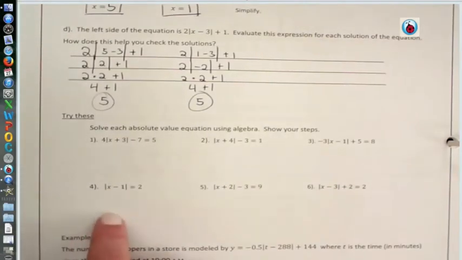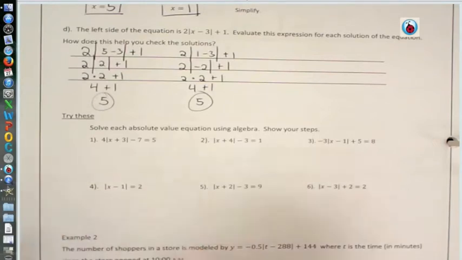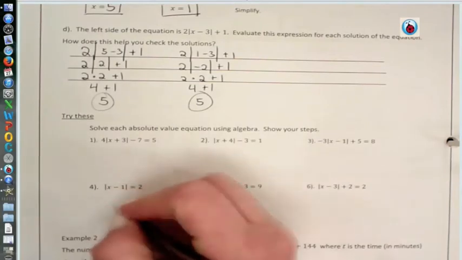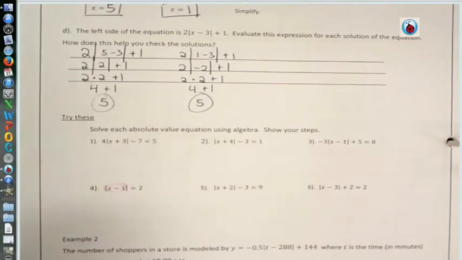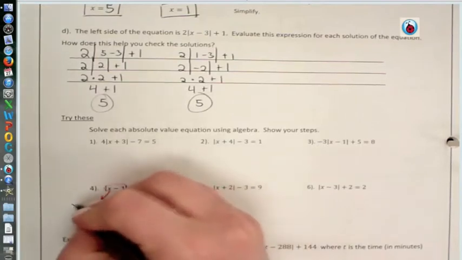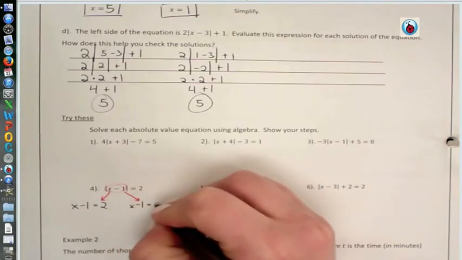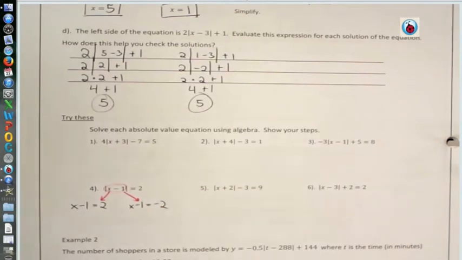Number 4 is the easiest one because it already has the absolute value by itself. I don't have to isolate that. I only have to split this into 2 different equations. So I have to consider that x minus 1, this part inside the absolute value, could be 2 different things. X minus 1 could be equal to 2. X minus 1 could be equal to negative 2. Both of those have an absolute value of 2. So I'm going to solve each of those to figure out my answer.